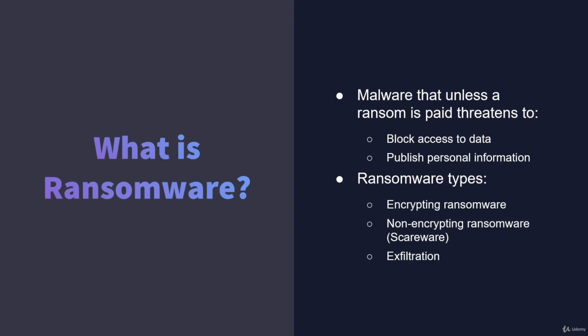The encrypting ransomware basically encrypts the victim's data, making it unavailable to anyone. Then, the cybercriminals behind the ransomware ask for a ransom in order to provide the decryption key to the victim. Using the decryption key, in theory, the victim can decrypt the data and have access to it again. However, be aware that even if the victim pays, there is no guarantee that the cybercriminals will actually provide the decryption key. The second type is non-encrypting ransomware, also known as scareware.